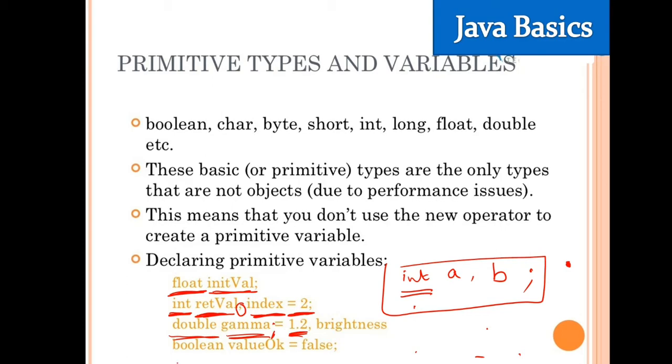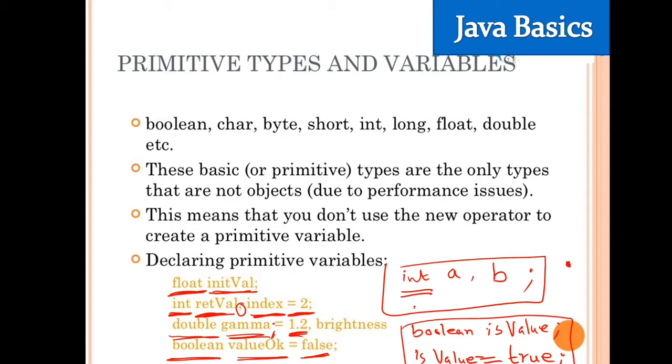If you need to define a boolean, just put boolean here, then the variable name, it can be anything, and then it's true or false. So you can say boolean isValue, right? So I declared it, and then I can say isValue is equal to true. So I initialize the value as well. I can do these two lines in one line as well, as we mentioned earlier.